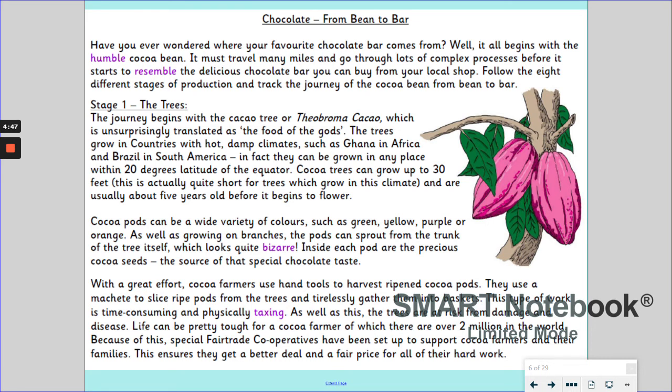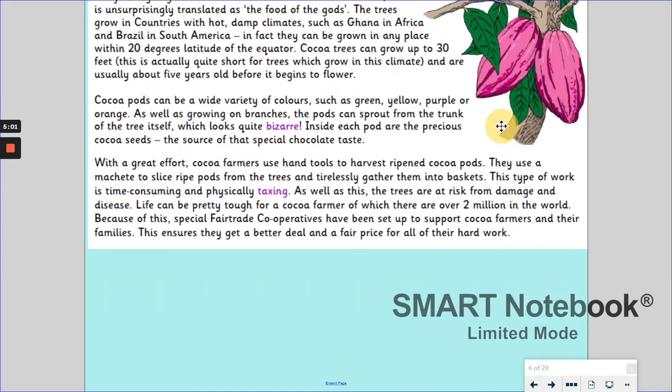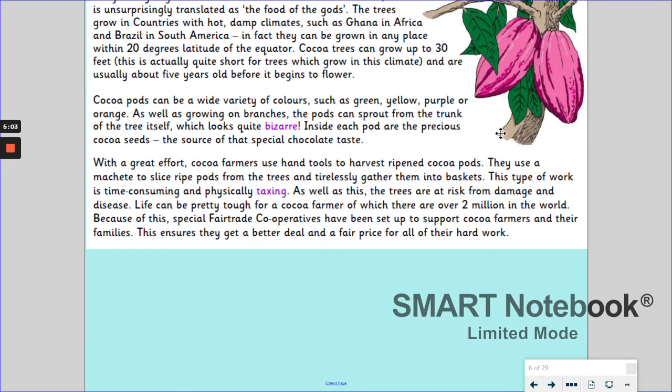As well as growing on branches, the pods can sprout from the trunk of the tree itself, which looks quite bizarre. Inside each pod are the precious cocoa seeds, the source of that special chocolate taste. Just going to move this now so we can see that. There we go.